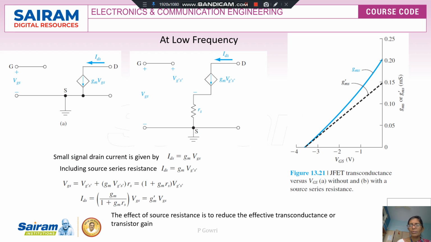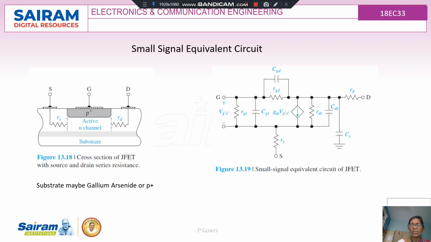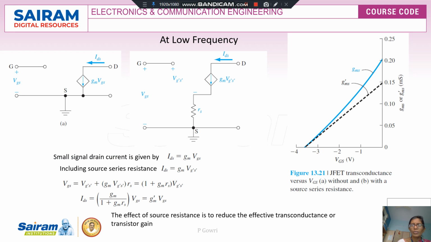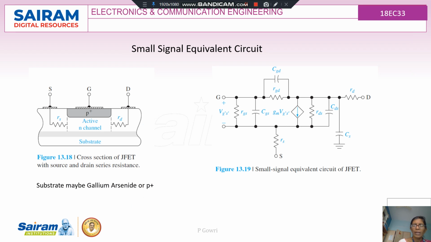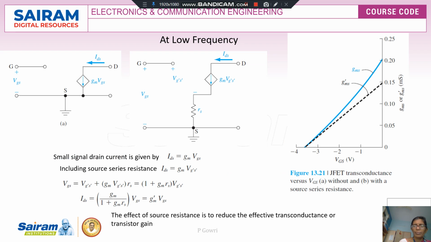When taking it at low frequency, the above diagram will be reduced, as the capacitances become open circuited and the resistance value becomes very minimal, and hence these capacitances and resistances in parallel can be removed, and the equivalent circuit will be represented by this simple diagram. Here you have the gate terminal as well as the drain terminal along with the constant current source, which is given as GM into VGS.